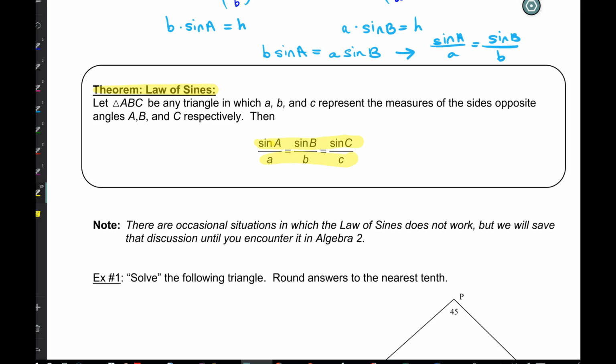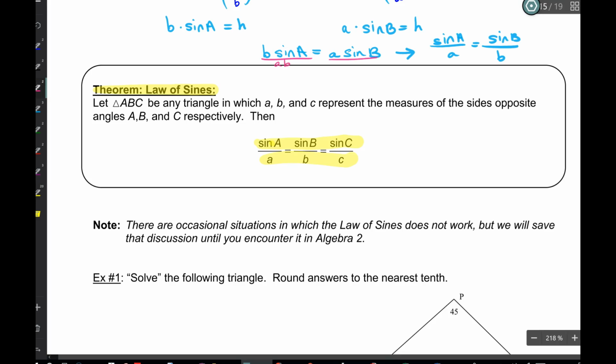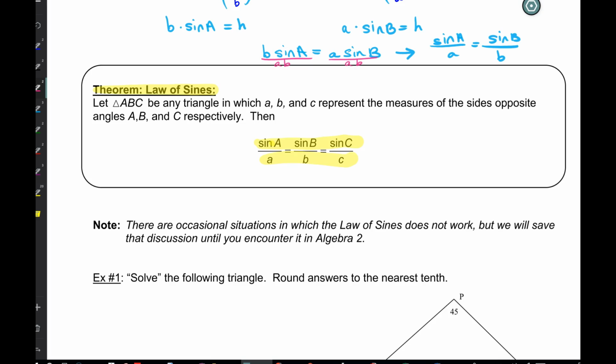How'd you get to that? Oh, I divided both sides by A and B. Do you see that? Honestly, don't worry about it. We basically proved the theorem. You don't need to worry about that.